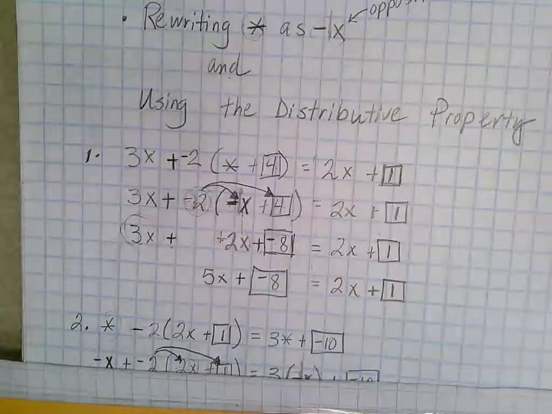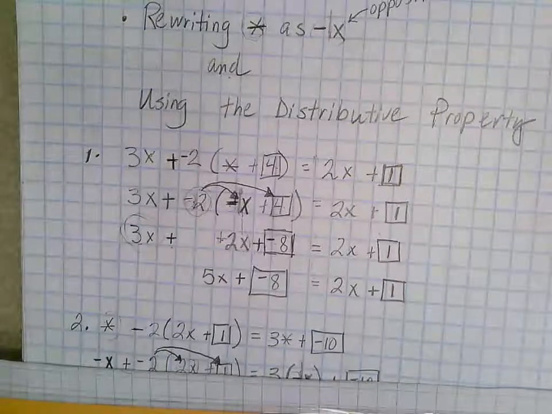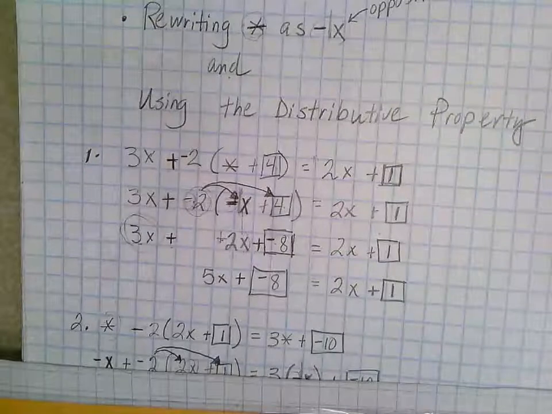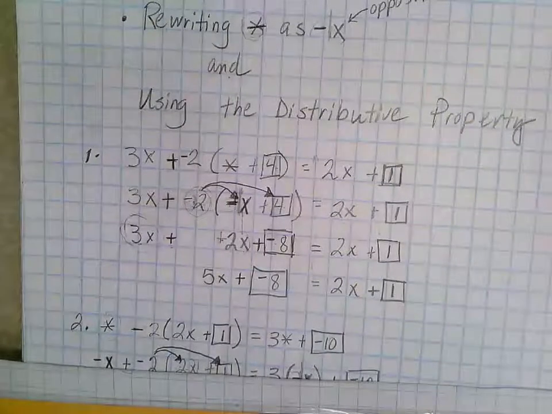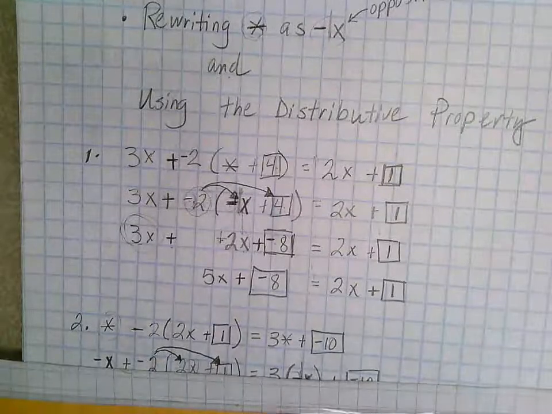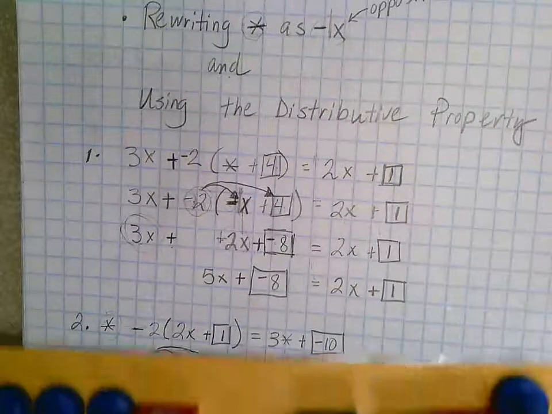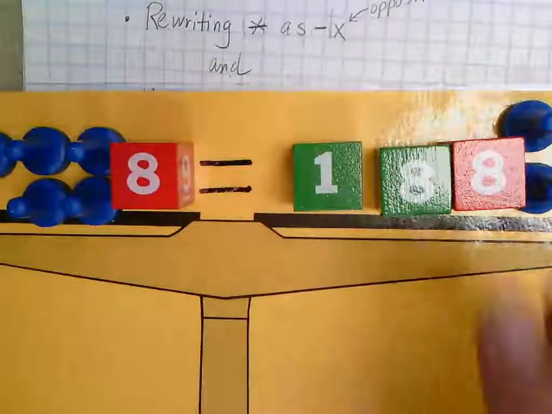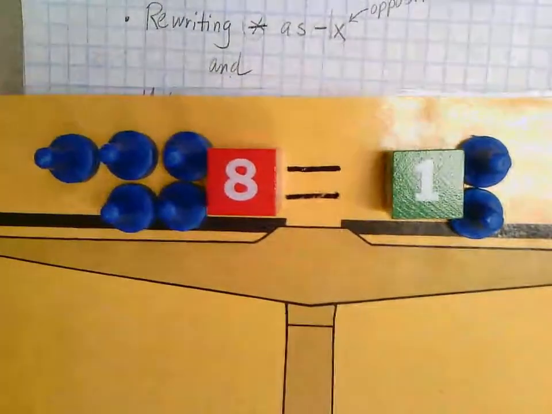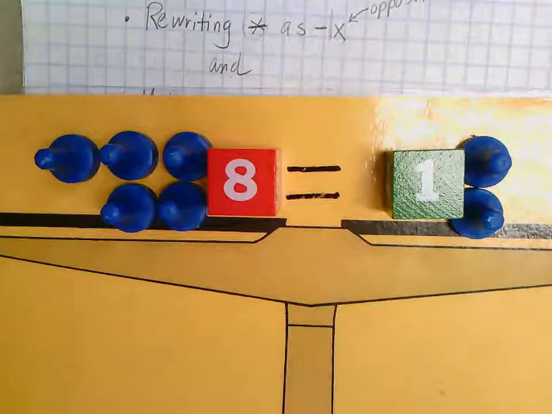And my check, I have to move everything back up to the top to determine what my check is going to be. So I move my blocks and my pawns back up. I can see that I have this 0 pair here. I can get rid of that easily. And now I can count by 3s.